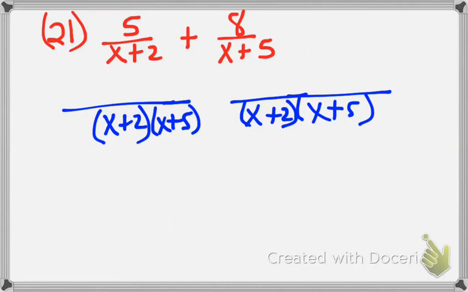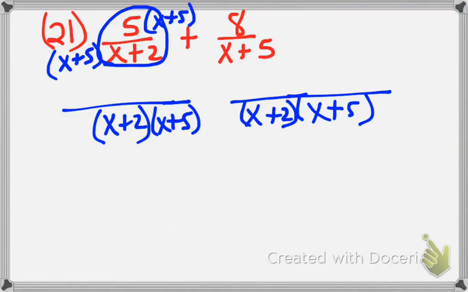So if I do that, then I'm going to make a comparison here. In my old fraction, I had 5 over x plus 2, and I have to put an x plus 5 in the denominator, which means I have to put an x plus 5 in the numerator. So now my new numerator is going to be 5x plus 25.